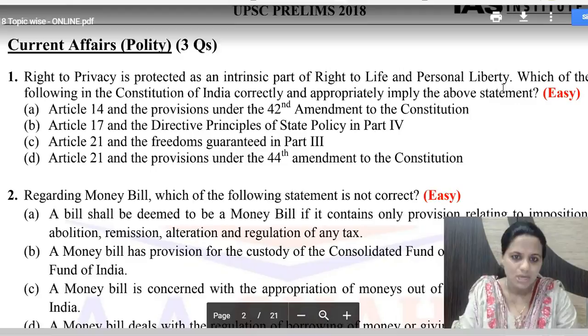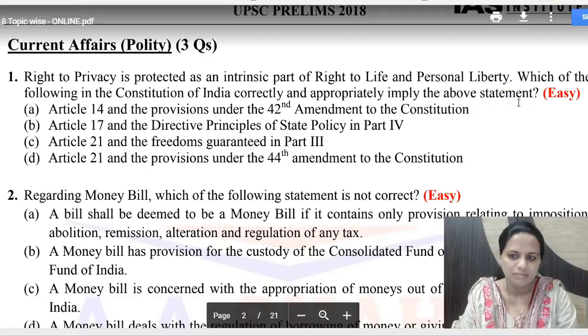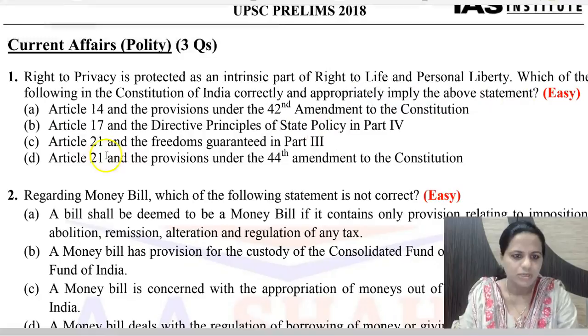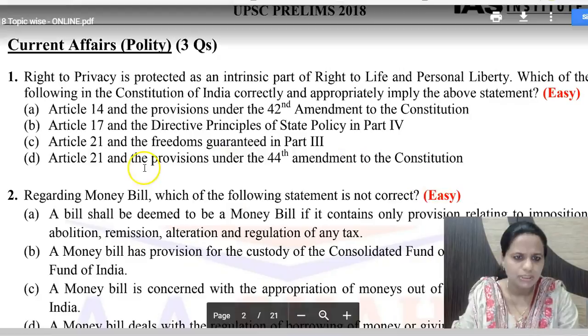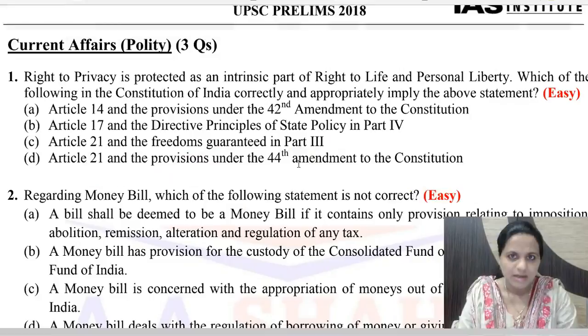The question says further, which of the following in the Constitution of India correctly and appropriately imply the above statement? Of course it is Article 21 and freedoms guaranteed under Part 3 of the Constitution. Of course with Article 21 too, there are 2 options. But the 44th Amendment of the Constitution had nothing to do with this aspect. The 44th Amendment was by the Janata government, after the 42nd Amendment by the Indira Gandhi government. If you know your static polity too, you should know. Part 3 is the fundamental rights. So option C is the right answer for this.